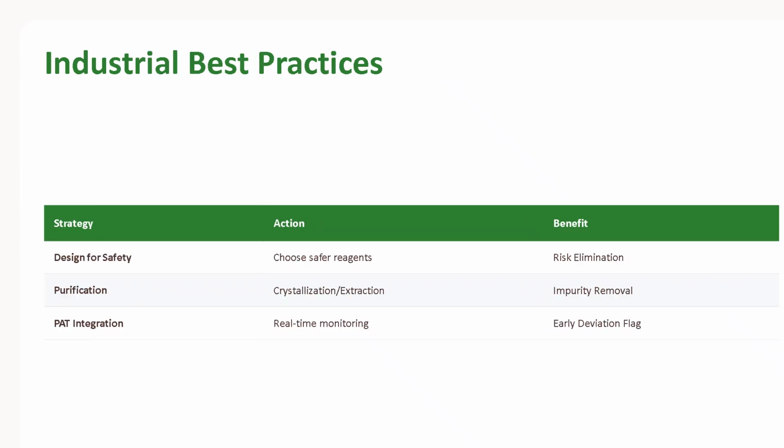In the pharmaceutical industry, the most effective strategy is not just detecting impurities, but preventing them. One approach is designing safer chemical processes, where chemists choose reagents that are less likely to produce mutagenic byproducts. Another common practice is purification, using techniques like crystallization or solvent extraction to remove impurities during manufacturing. Companies are also increasingly adopting process analytical technology, or PAT, which enables real-time monitoring of impurities during production. These strategies help manufacturers detect deviations early and maintain consistent product quality.